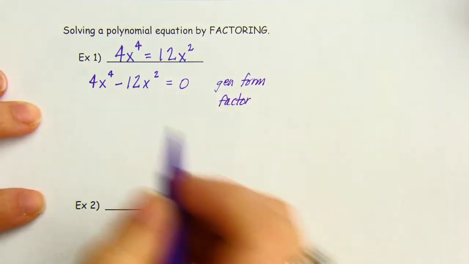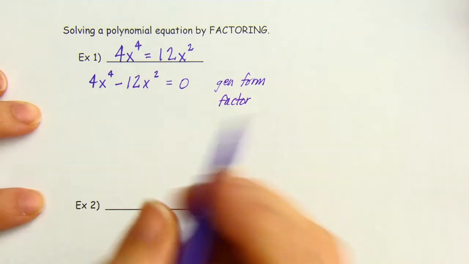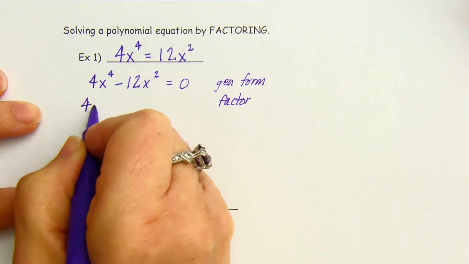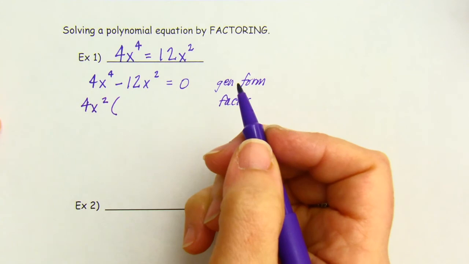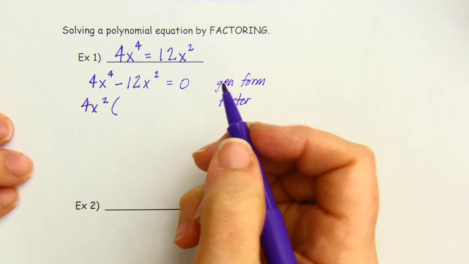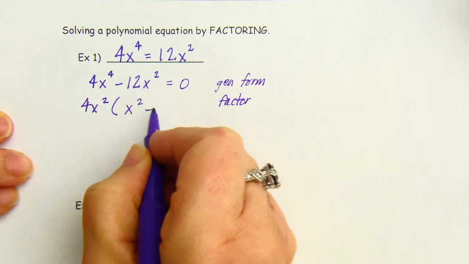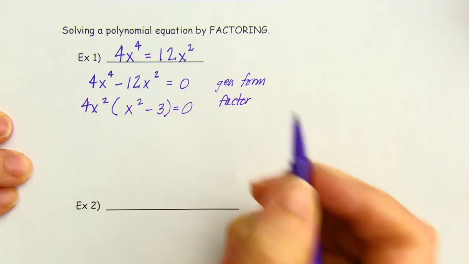So what comes out? 4 divides 4 and 12, and we can take out an x squared. So my GCF is 4x squared. And remember, factor means divide, so I'm going to divide both of those terms by 4x squared, and I'm going to be left with x squared, subtract 3, equals 0.